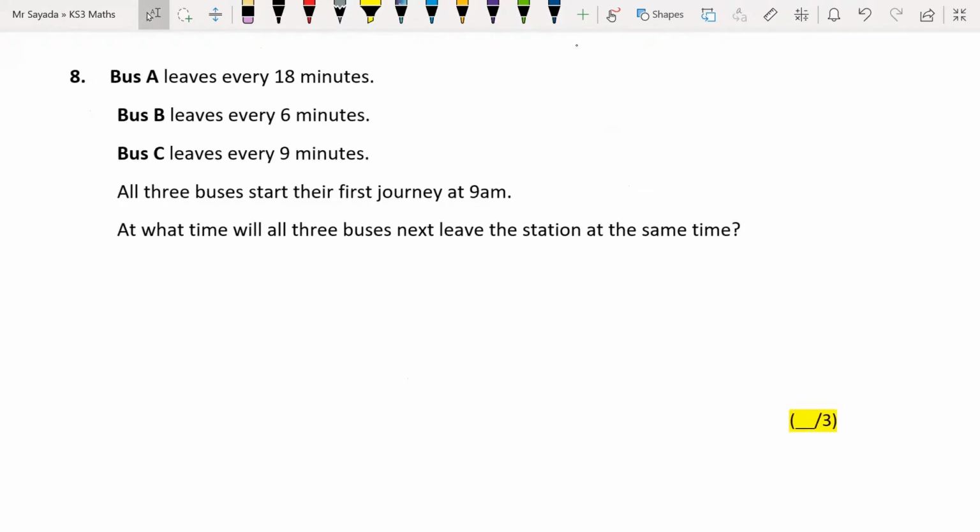Pause the video to do this question and press play once you're ready. You should have now done this question. So this is a standard question where you need to find the lowest common multiple. So if you want all 3 buses to next leave the station at the same time, you need to find the lowest common multiple of the 3 times. So I need to find the lowest common multiple of 18, 6, and 9.